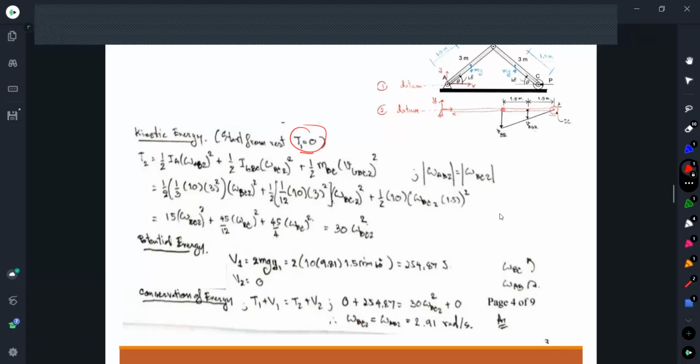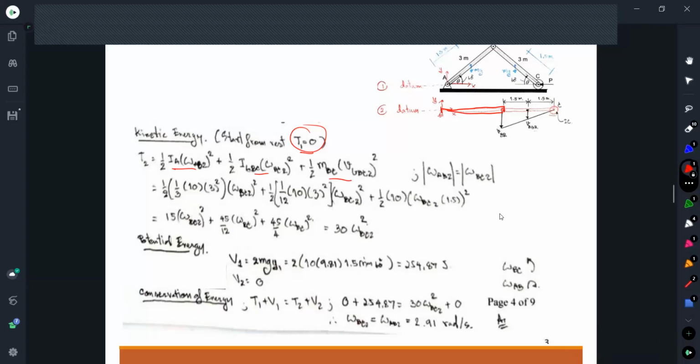We found that we have two members. The first one is member AB. Member AB is rotating about a fixed axis, rotated about point A, so it actually has one term. The kinetic energy comes from the rotation, that is half I_A omega AB squared. And member BC is in general plane motion, so it has both translation and rotation. So we have two terms.